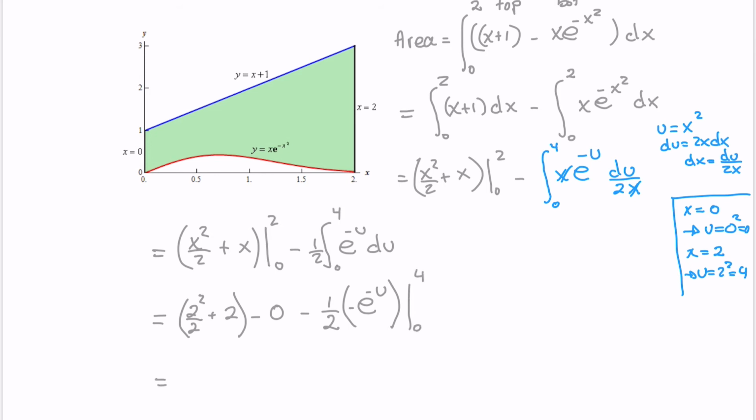And let's take care of the signs here. So this is 2 squared over 2, which is 2, plus 2, this is a 4, plus, I'm going to put the sign out to make the substitution easier, e to the negative u from 0 to 4.